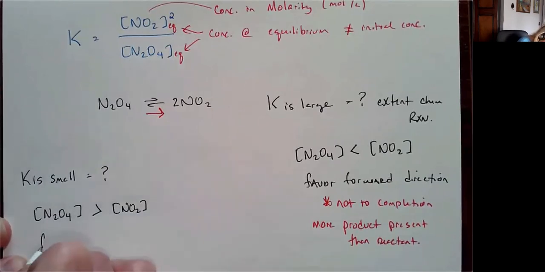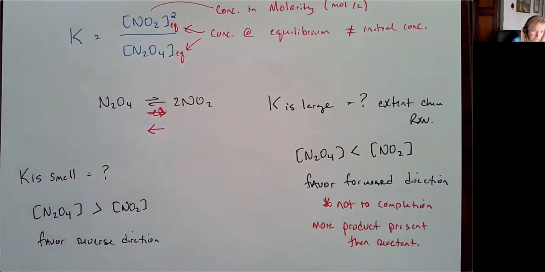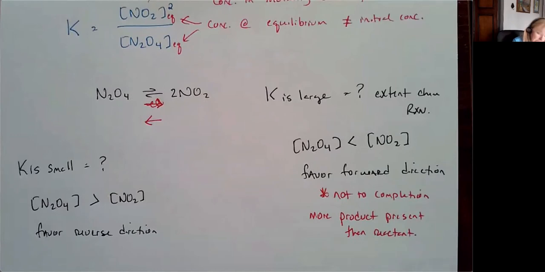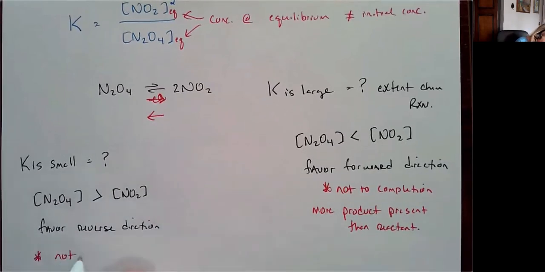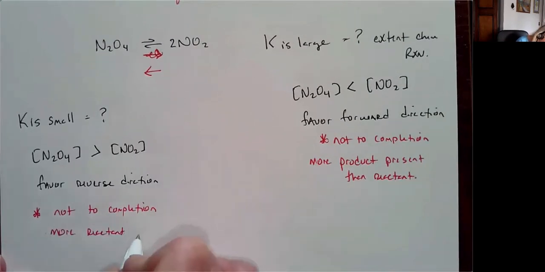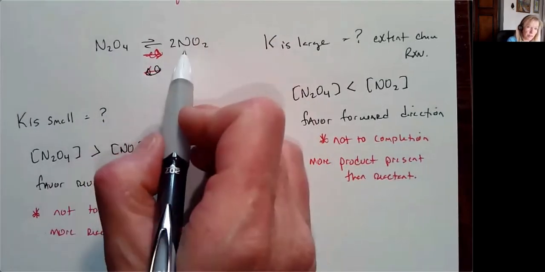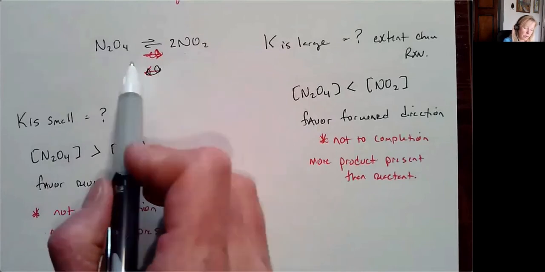And I'm going to favor the reverse direction of that reaction because I have more of this in solution than I have this. I'm going to favor the reverse reaction. I'm still not going to go to completion because it's an equilibrium reaction, but now I have more reactant present than product. So the magnitude of K can tell you something about how far that reaction is going. The larger your K value, the more you're favoring this forward direction. The smaller your K value, the more you're favoring this direction.